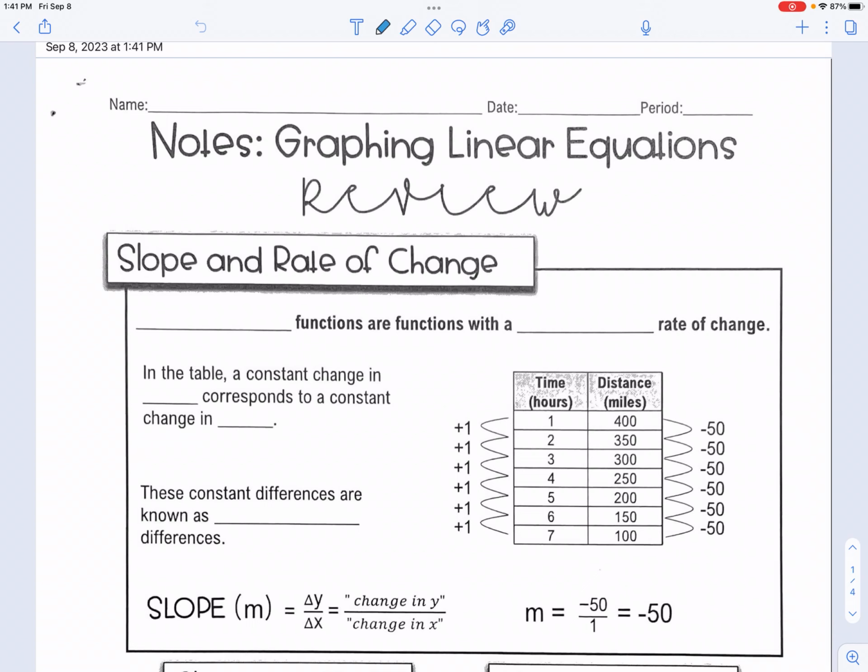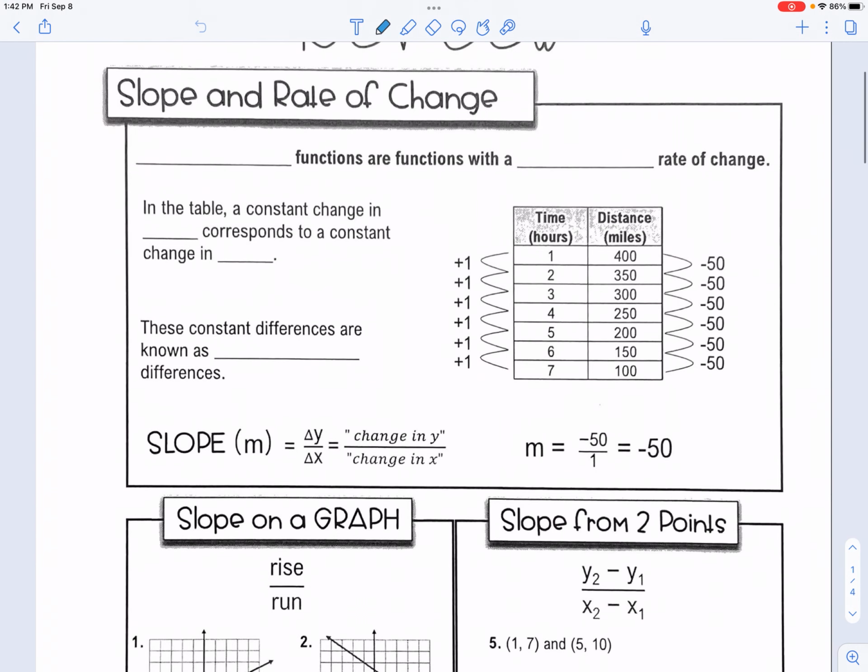All right, today's lesson is going to be on reviewing writing equations of lines. So we're going to be looking at slope, finding slope from a table, from a graph, from ordered pairs. We're also going to be looking at writing equations of lines, looking at our three forms: standard form, slope-intercept form, and our point-slope form. So just a reminder what slope and rate of change are.